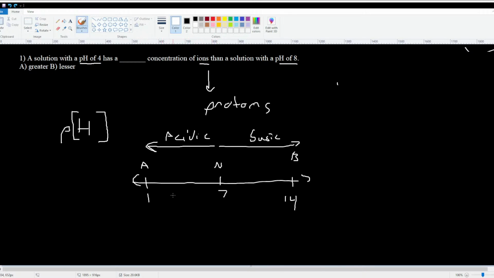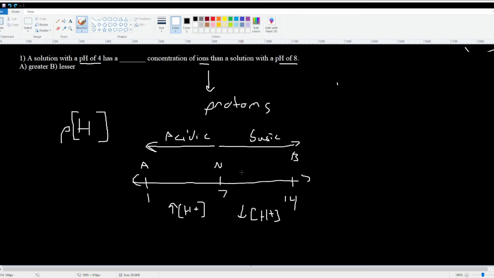So when we have a very high concentration of protons, that's when something is acidic. Acidic, high concentration of protons. And now when we're talking about basic, that correlates to low concentration of protons. The further you go this way, the more basic something is, the lower that concentration is. And vice versa, the further you go this way, the higher the concentration of protons. So that's basically the gist of the pH scale.